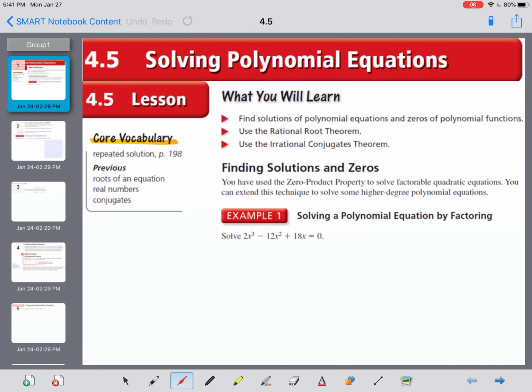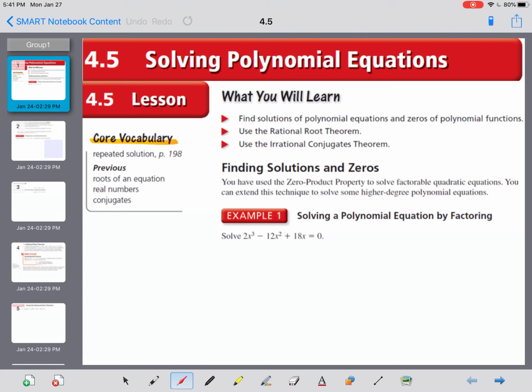Chapter 4, Section 5, Solving Polynomial Equations. We're going to put everything we've learned together with adding, subtracting, multiplying, factoring especially, and dividing especially in order to solve polynomials. We're going to figure out what the x's are. Remember, when we're looking for solutions, solve, zeros, x's, intercepts, factors, all of those mean the same thing. And that is where this crosses the x-axis on the graph.